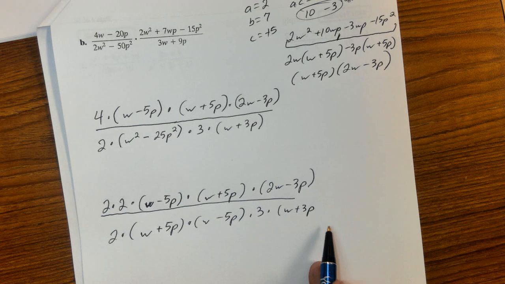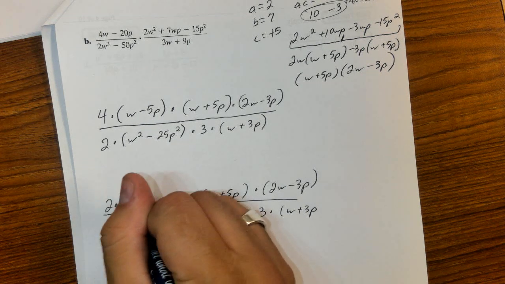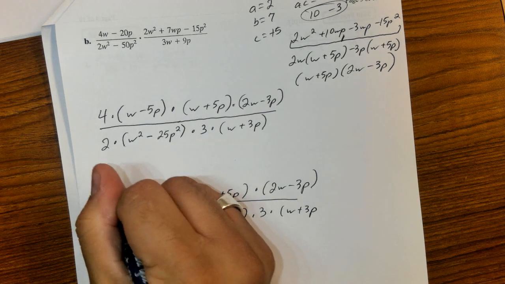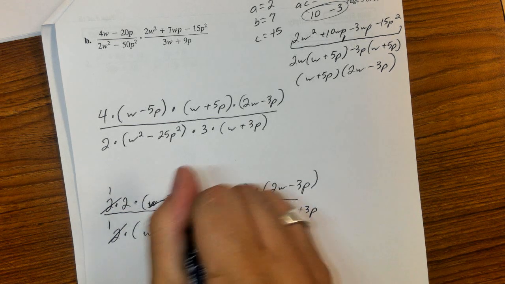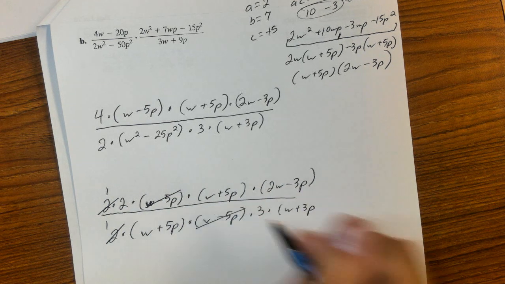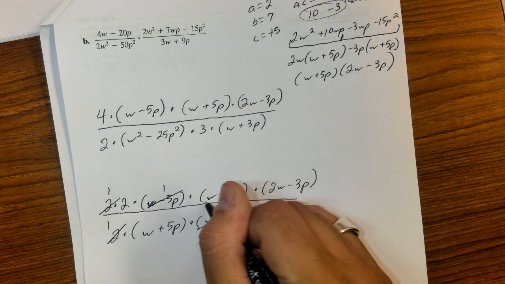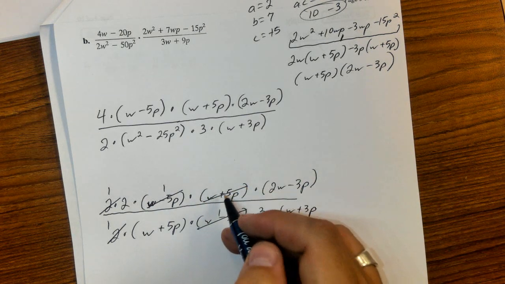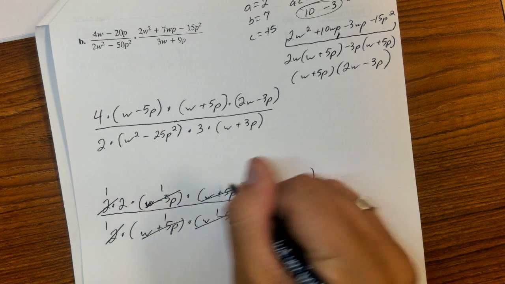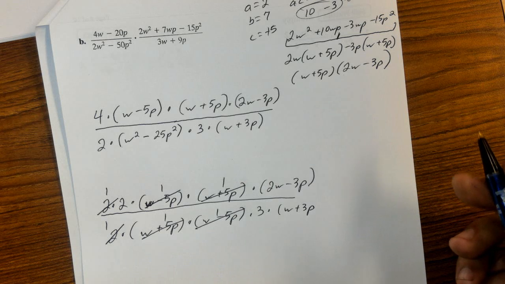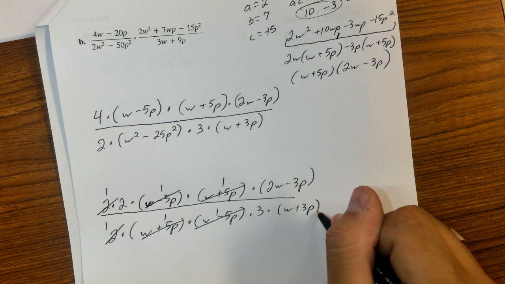Now I can start to simplify. So this 2 divided by that 2 simplifies to 1 over 1. This (w minus 5p) divided by that (w minus 5p) is 1 over 1. (w plus 5p) divided by (w plus 5p), 1 divided by 1. And I should put the parentheses on here.